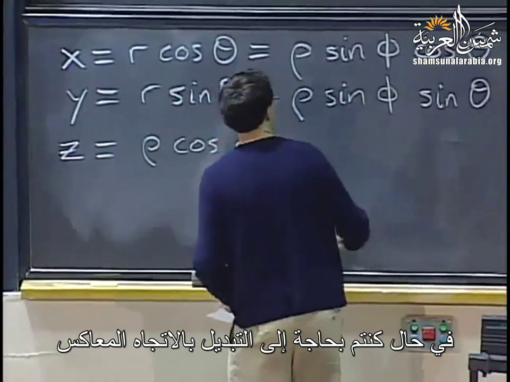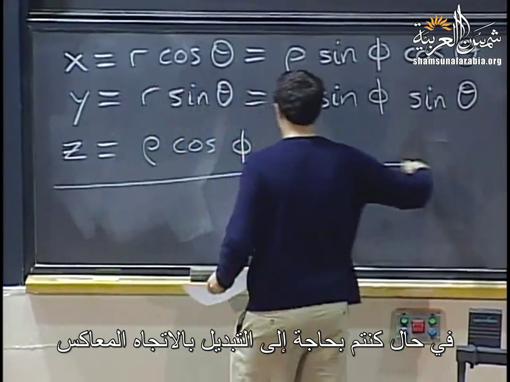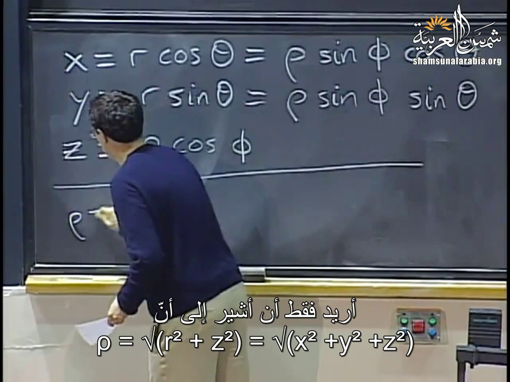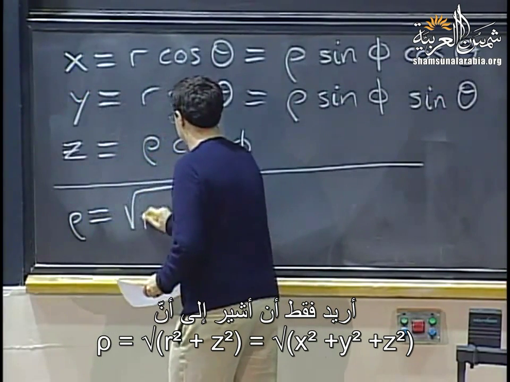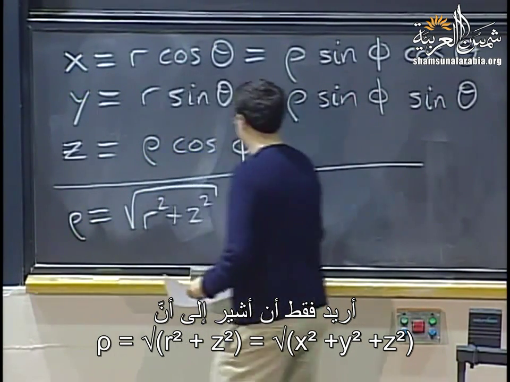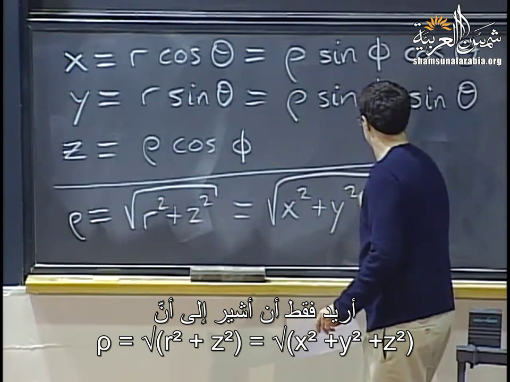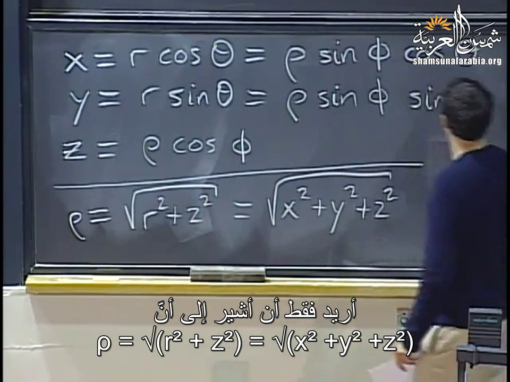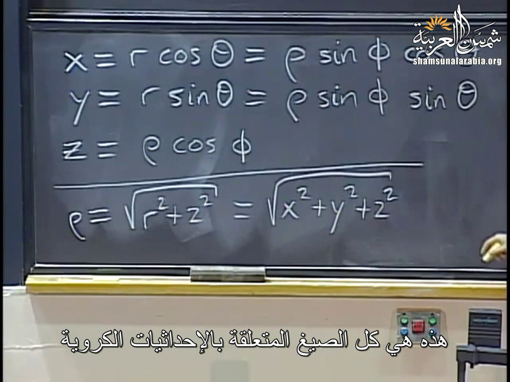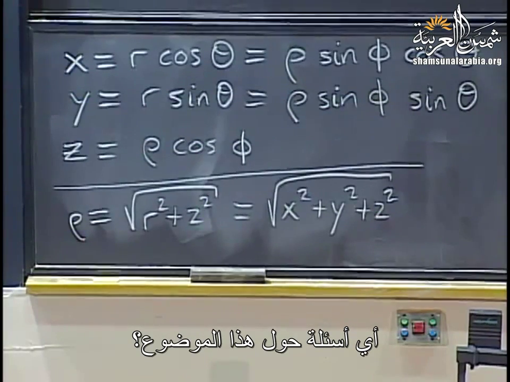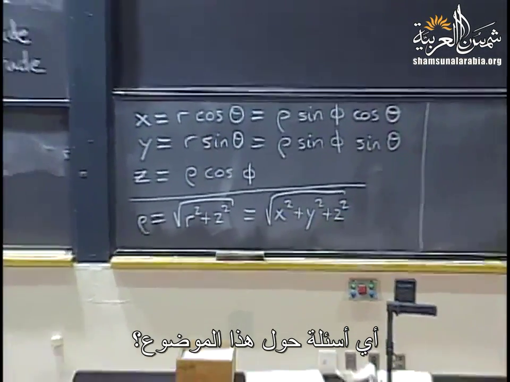Okay, and in case you ever need to switch backwards, I just want to point out, so rho is the square root of r squared plus z squared, which means it's the square root of x squared plus y squared plus z squared. Okay, so that's basically all the formulas about spherical coordinates. Okay, any questions about that? No?